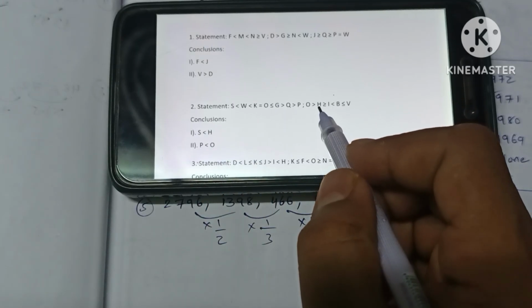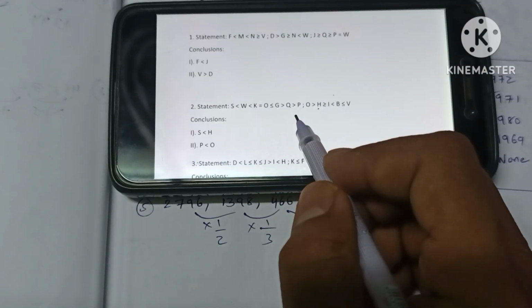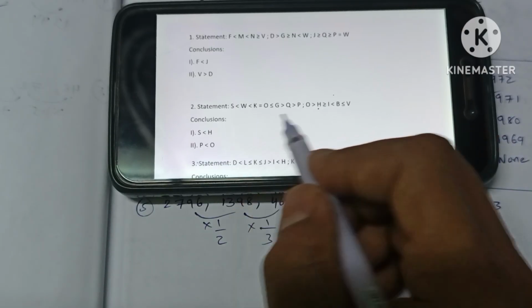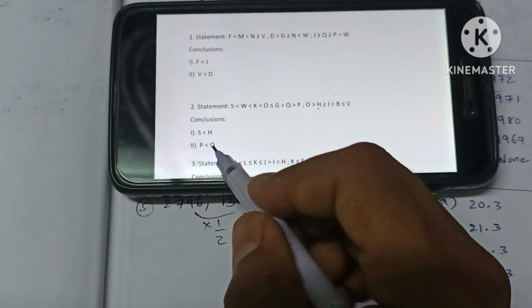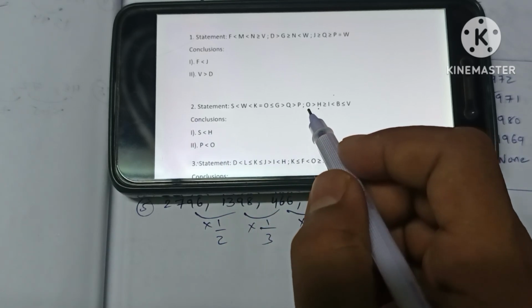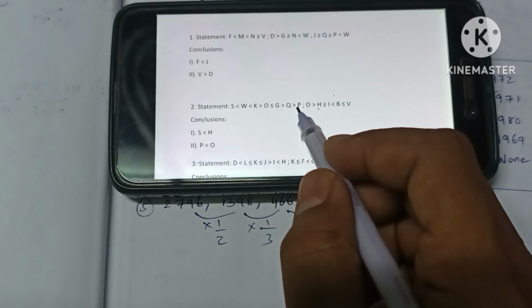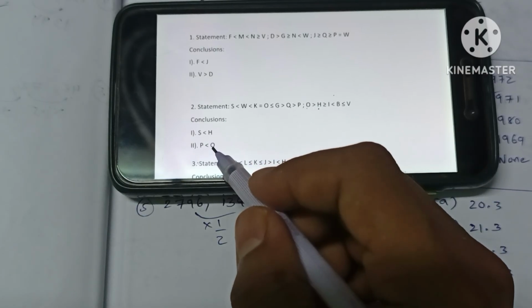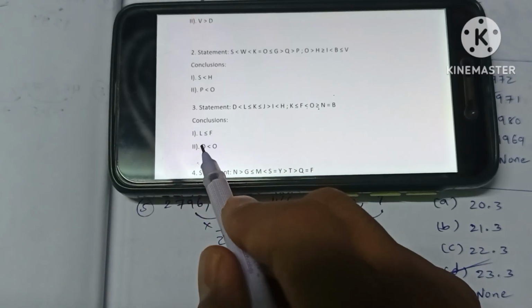Here it is H. From H we can reach to I, but none other possible. So first conclusion will be false. Second conclusion. The flow from O to P. From O we are not able to reach P. So second conclusion will be false. Neither one nor two. Third question.